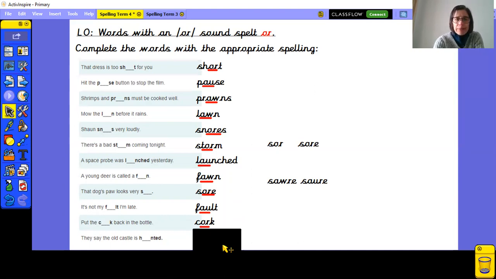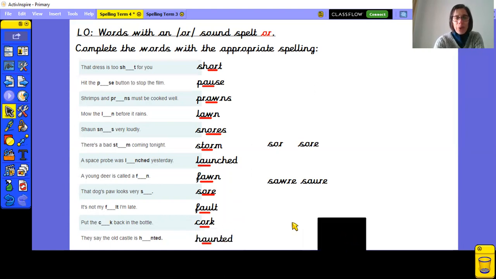And finally, they say the old castle is haunted. How do you spell it? Haunted. 5, 4, 3, 2, 1. Here we go. H-A-U-N-T-E-D. So well done, year 5, for joining me with this quiz, test, game, however you wanted to call it.